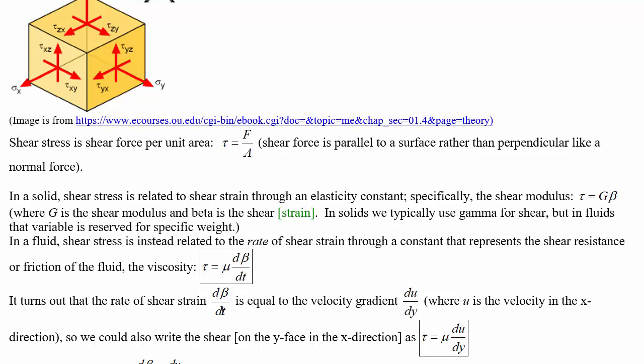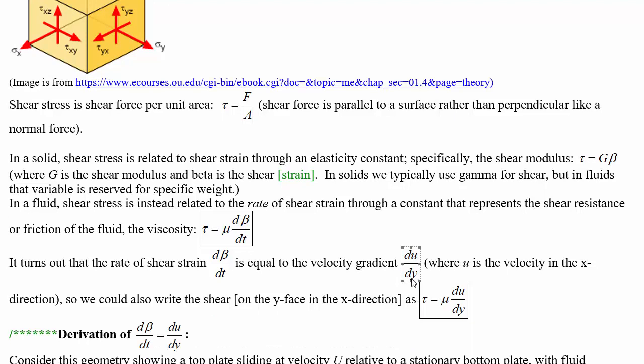It turns out that the rate of shear strain itself is equal to the velocity gradient into the fluid. So as you move away from whatever wall we're talking about, or whatever place we're finding the shear stress on, then the increase in velocity in, let's say, the x direction, if we're going away from the wall in the y direction, would be the velocity gradient, and that happens to be equal to the rate of shear strain. So if we use this instead of our d beta by dt, then we can redefine the shear stress as mu du by dy.